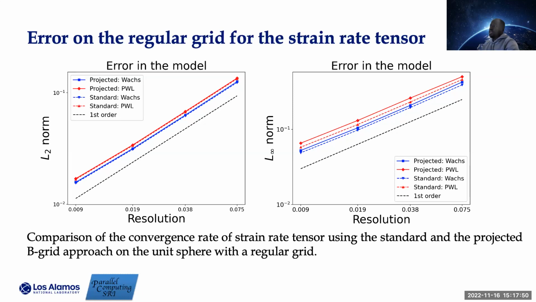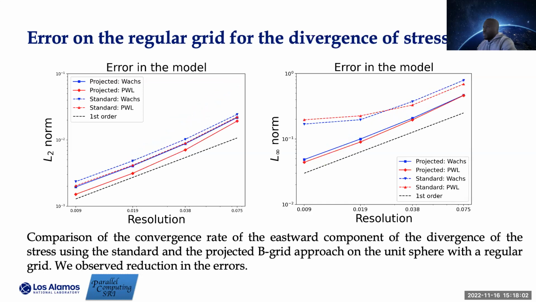But continuing, we ran this using a very uniform grid cell where there's no distortion or anything like that. We used the perfect uniform grid cell to run this test. So we have another test for divergence of stress in order to see the impact of this new approach compared to the existing one. And what we did, we also ran this using the uniform mesh. And we can see that there's a difference between the standard approach and the projected approach.